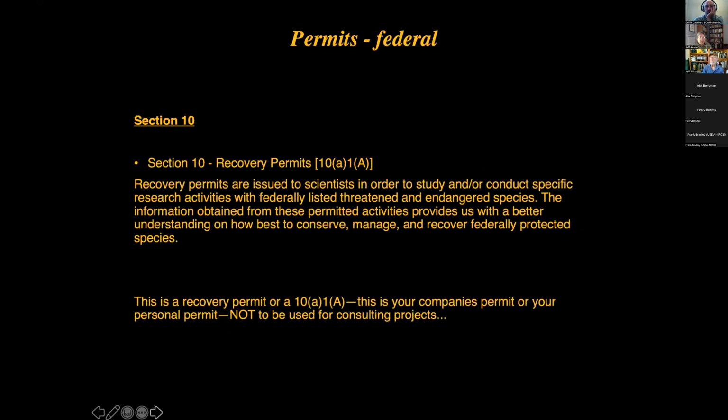So then there's Section 10. Section 10 really specifically talks about recovery permits, and they're issued for recovery and scientific study of a specific animal that's listed as threatened or endangered. The information that they acquire, if you're working under your permit, is used to try to conserve the species and move its recovery along. So the idea of these kinds of permits is really to benefit the species, to get it delisted. And that is really what a recovery permit is.